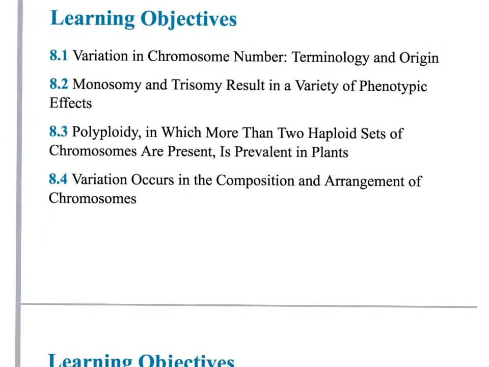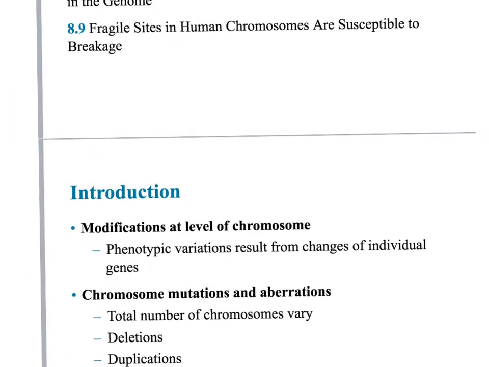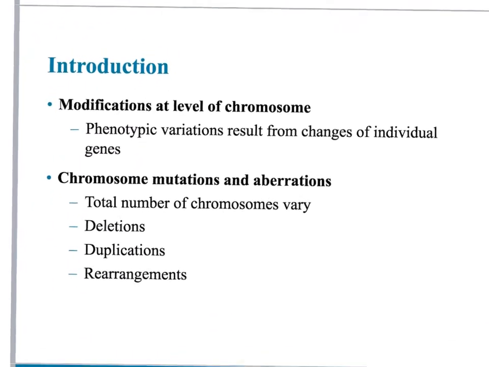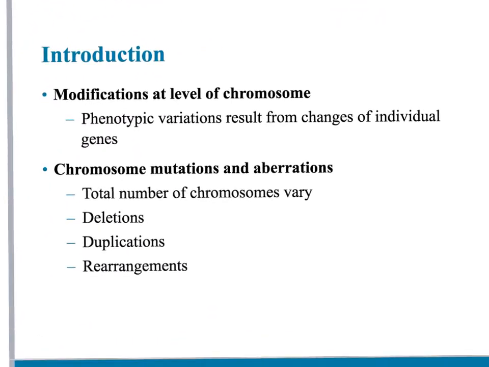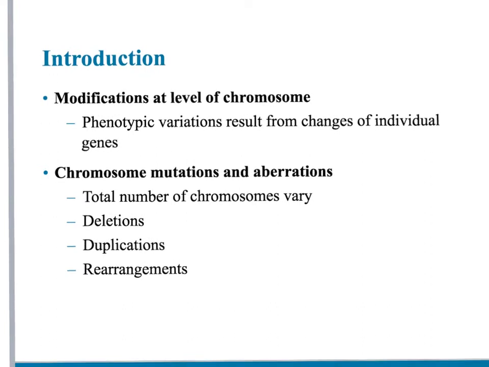So here are our learning objectives. A modification at the level of a chromosome. We can definitely see phenotypic variations that result from changes of the individual genes. And with some chromosome mutations and aberrations, you could have a change in the total number of chromosomes. The 4 items right here are the 3 or 4 types of mutations that we'll see.